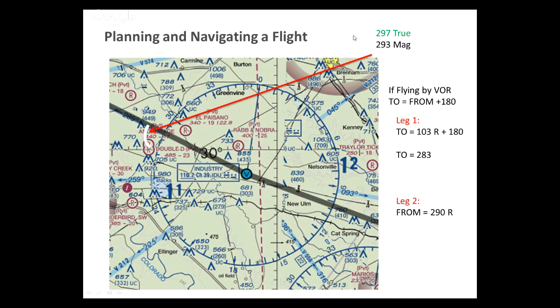Interesting. So I kind of eyeballed this one. It looks like if we're flying by VORs, we're going to be on the 283 radial for the first leg. And then once we get to the industry VOR, we'll be on the 290 radial after that, which you can see is about 3 degrees off from the magnetic course that we drew using the line of latitude. So just something to keep in mind. It's why we go through these examples. I want you guys to see some of the nuances that you just don't think about when you're doing your flight planning.